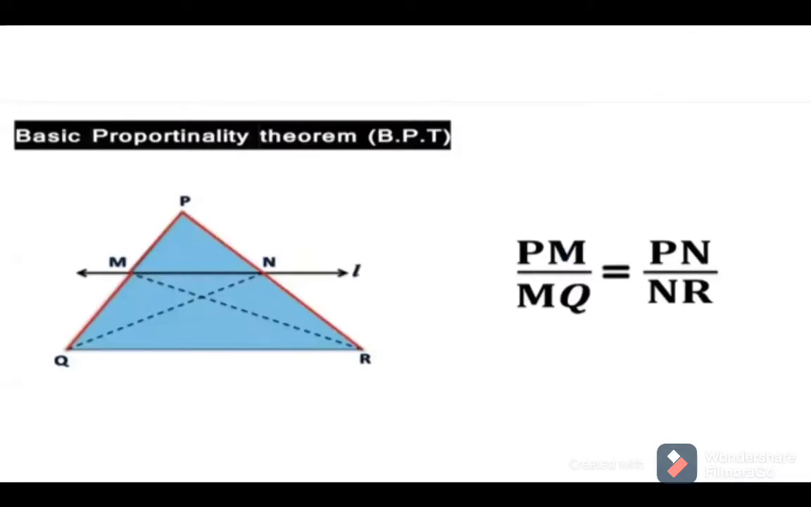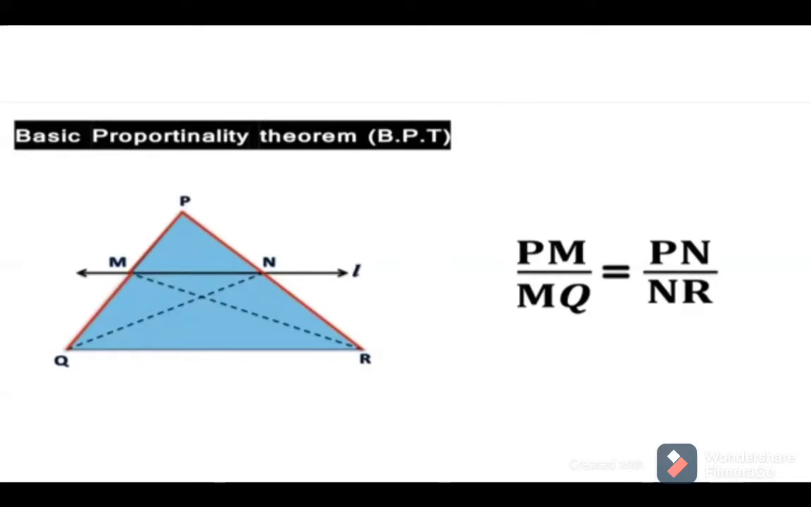Basic proportionality theorem, which is very important. If a line parallel to a side of a triangle intersects the remaining sides in two distinct points, then the line divides the side in the same ratio.